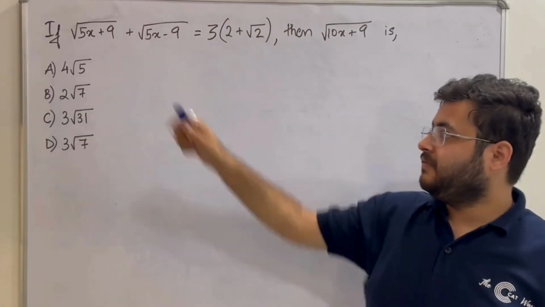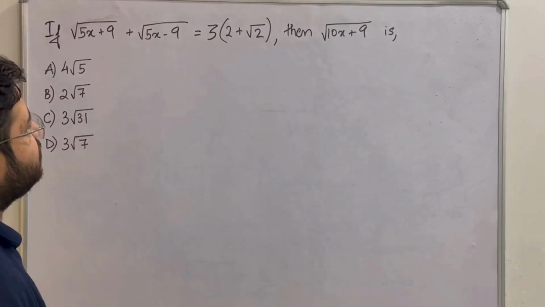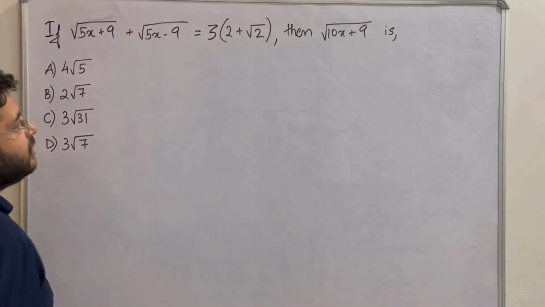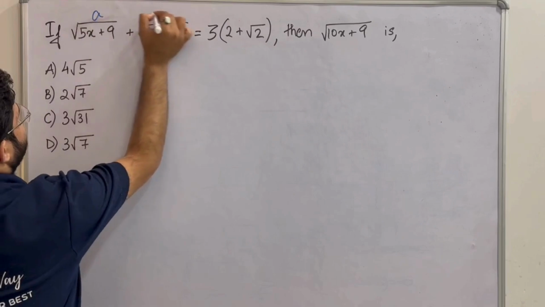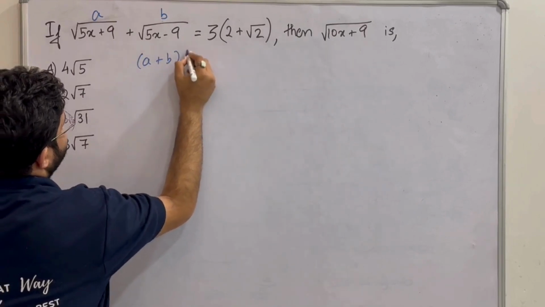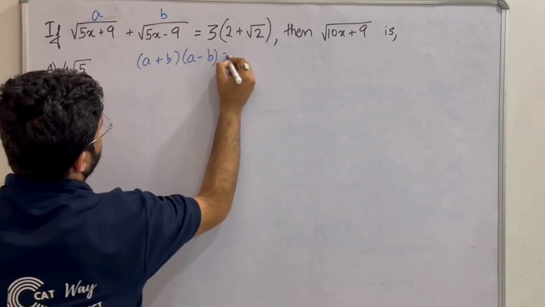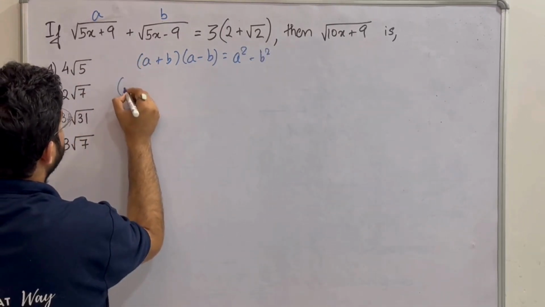Moving on to question 3, we have: if root of (5x plus 9) plus root of (5x minus 9) is equal to 3 times (2 plus root 2), then find the value of root 10x plus 9x, right? Let's assume that this is my a, this is my b. I know that a plus b multiplied by a minus b is equal to a square minus b square, correct? Applying the same thing over here, we have what?